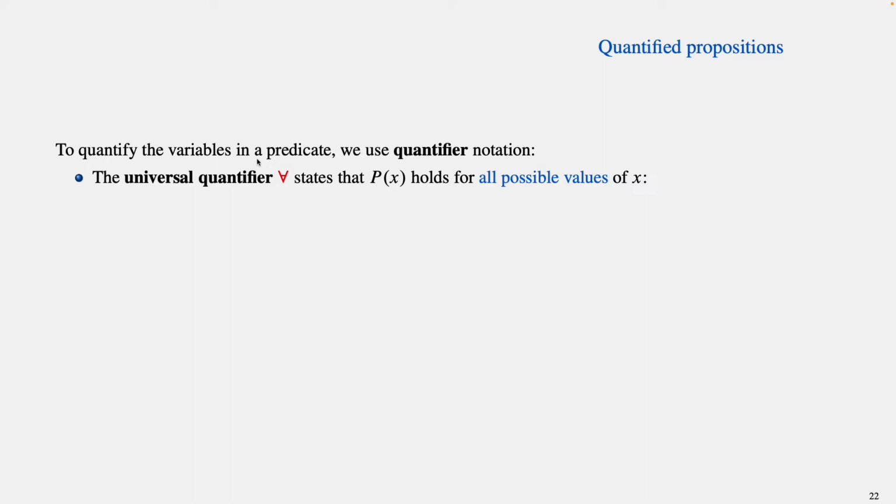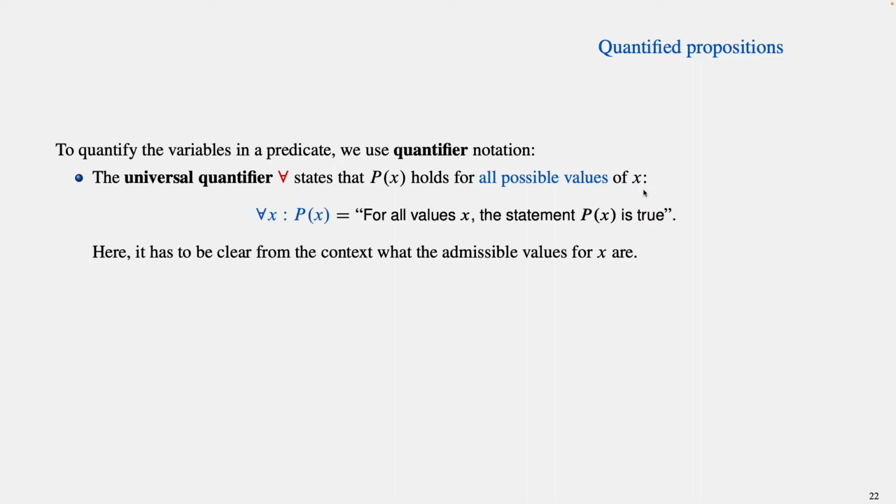And to quantify the variables in a predicate, we use quantifier notation. And we have 2 quantifiers, the first being the universal quantifier, denoted by an upside down A, which states that P of x, the predicate depending on the variable x, holds for all possible values of x. So we write it down like this: for all x, P of x, which means for all values x, the statement P of x is true.